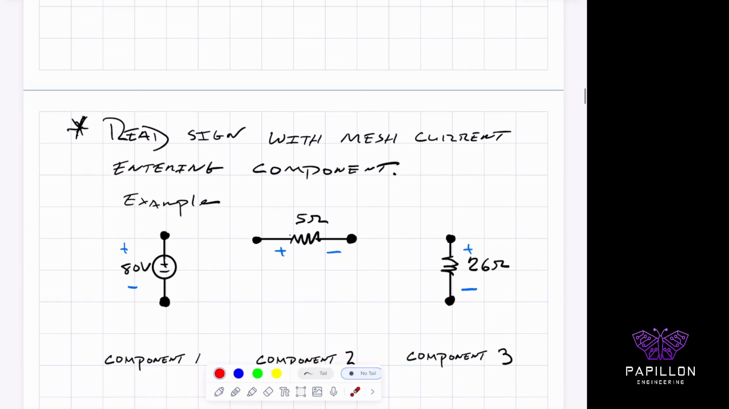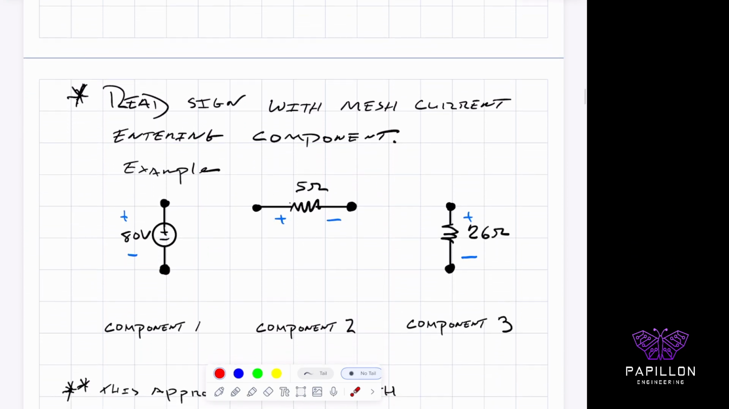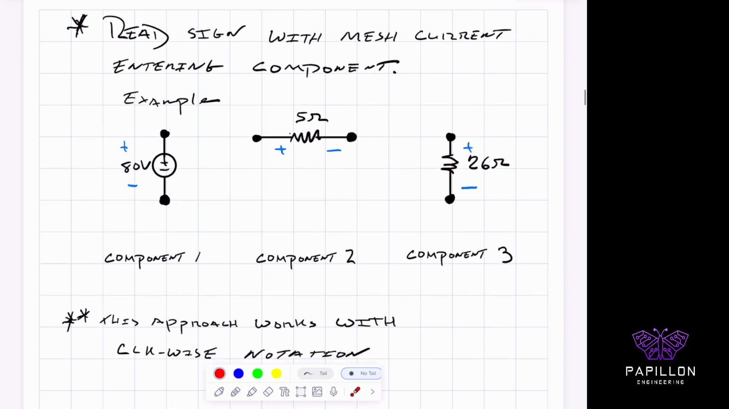So remember now that because we're reading the sign with the mesh current entering a component, we can think about each component in this fashion. Again, we're 100% sure that the 80 volts we were given has a minus and a positive here. But you'll notice that the 5 ohms will have positive and negative, and the 26 will also have positive and negative as well.